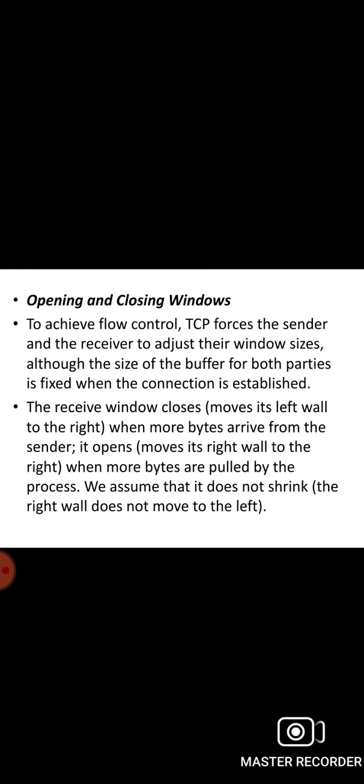And now let's move on to the next one, error control. TCP is a reliable transport layer protocol. This means that the application program that delivers a stream of data to TCP relies on TCP to deliver the entire stream to the application program on the other end in order, without error, and without any part lost or duplicated. TCP provides reliability using error control.